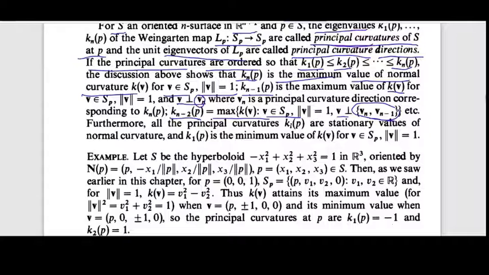Furthermore, all the principal curvatures ki(p) are stationary values of normal curvature, and k1(p) is the minimum value of k(v) for v belonging to S_p with norm v equal to 1.